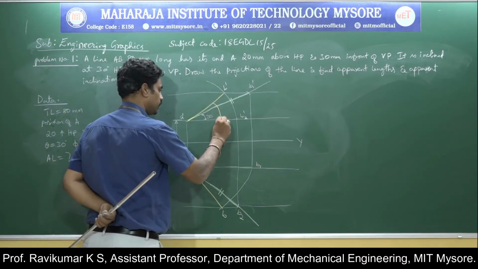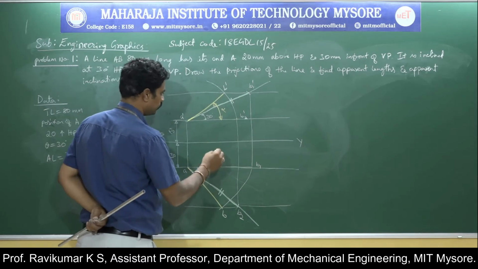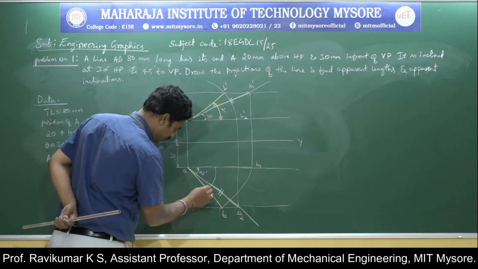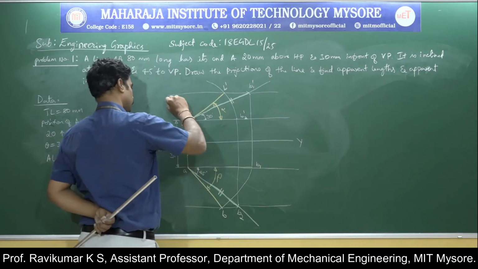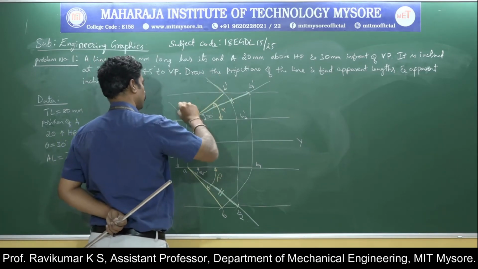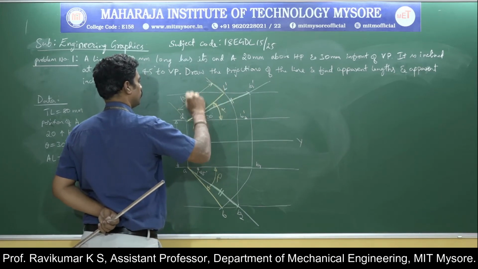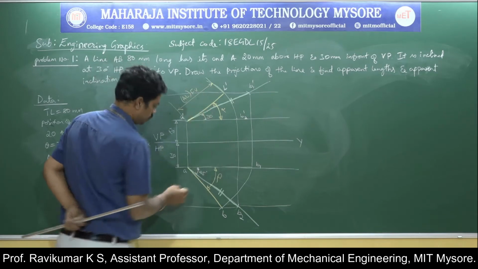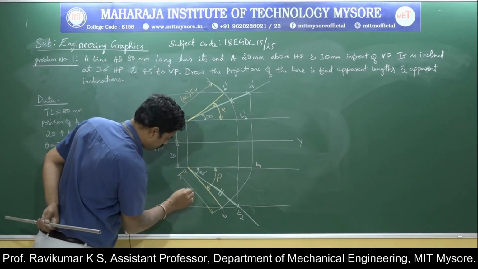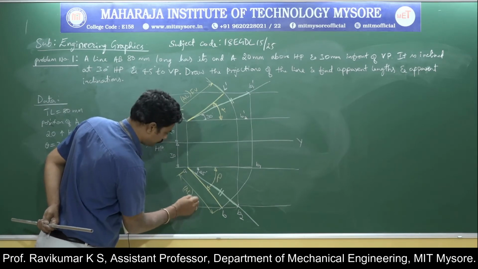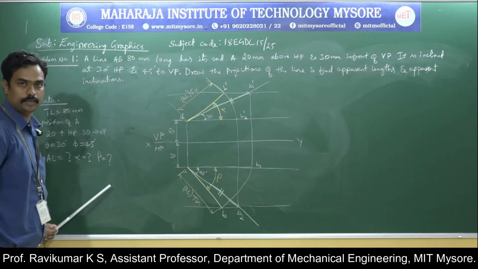This inclination you just measure. This gives you alpha, and the inclination from here to here gives you beta. Then the apparent length in the front view, and this will be the apparent length in the top view. That is what you need to measure, and you need to write it here.